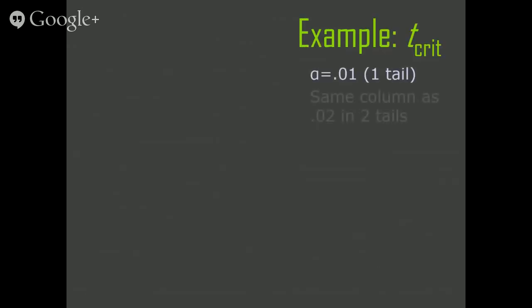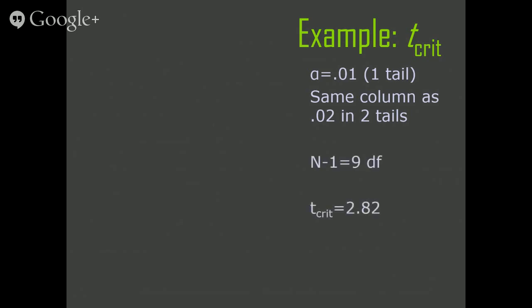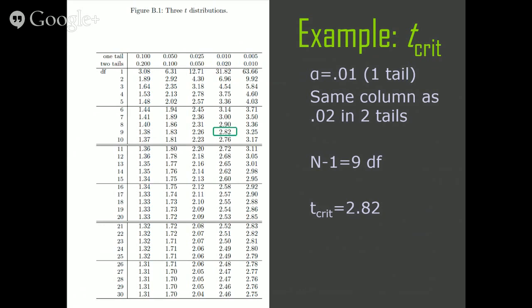To look up what t-critical is, we need to know alpha, 0.01, the number of tails, 1 tail. So that's going to be the same column as 0.02 and 2 tails. We're going to have 9 degrees of freedom, which is the same as the other one we did because we used the same data. And n is the number of pairs, not the number of individuals. So in this case, t-critical is 2.82. It would have been the same as before, but we're using a different alpha level. So if you want 0.01 in one tail, it's the same as 0.02 in both tails.